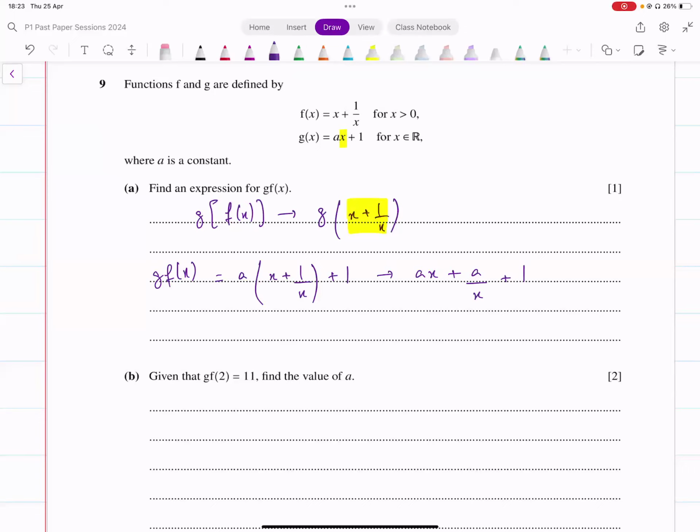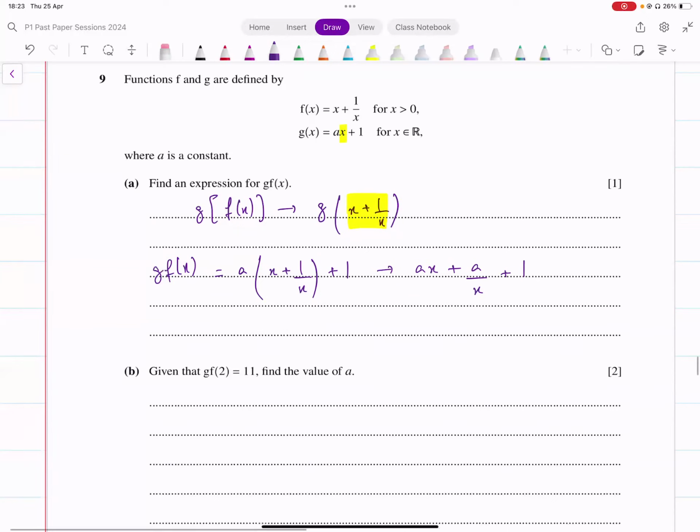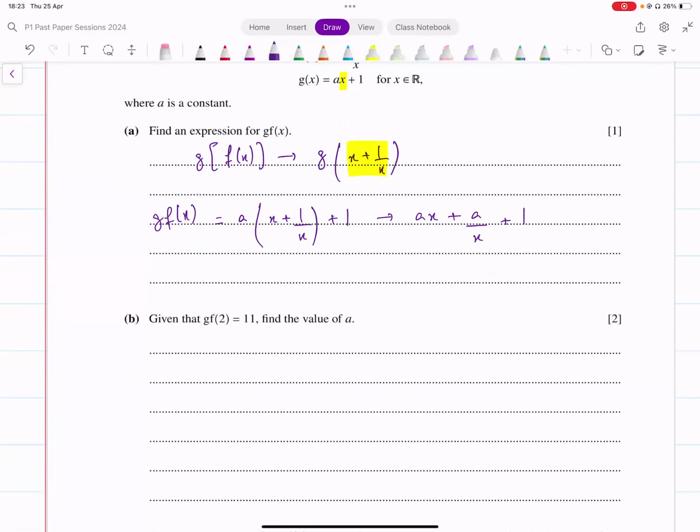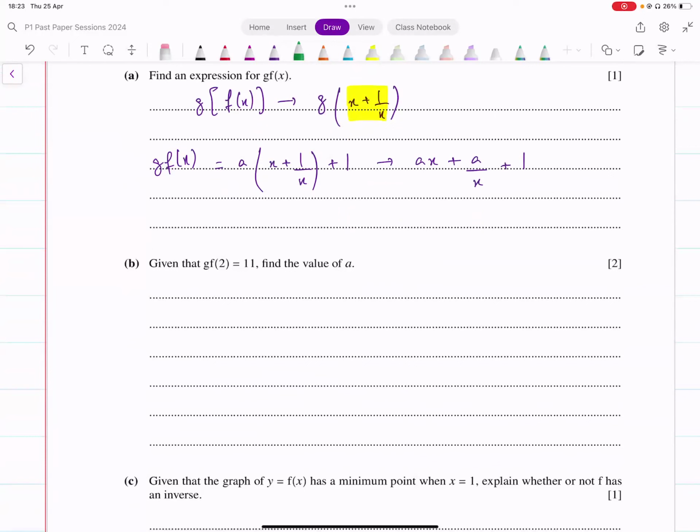Now it says, given that gf of 2 equals 11, find the value of a. Okay, what about this now? We've got gf of x function already. We just need to put 2 in that function and put that equal to 11, right? Gf of 2, that means inside the function gf, we input x equal to 2. What does that give us? A into 2 plus a over 2 plus 1. I've just input x equal to 2 here, and this should equal 11. Okay, that's an equation that we get.